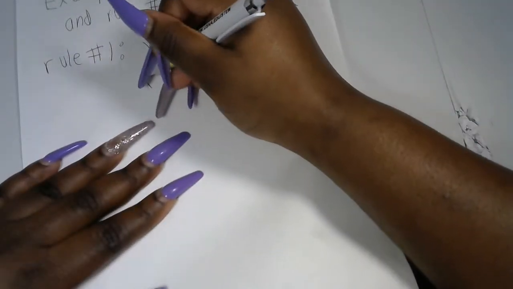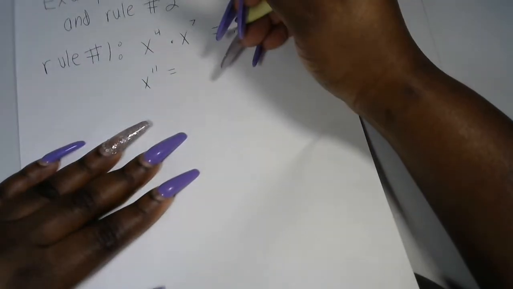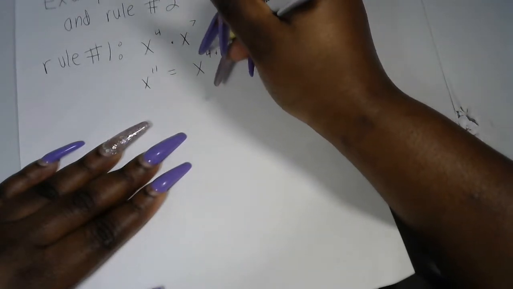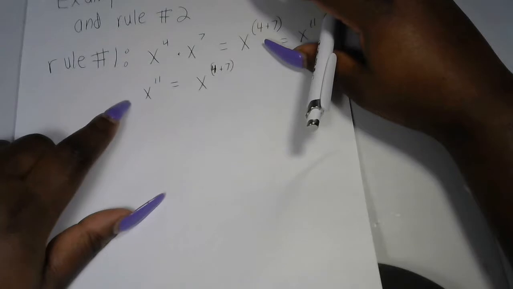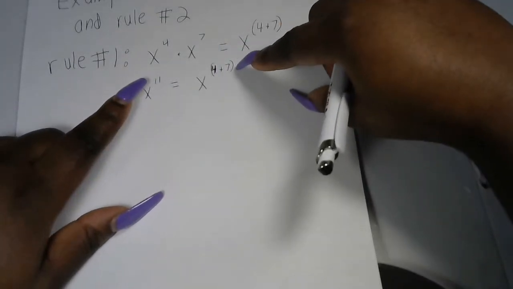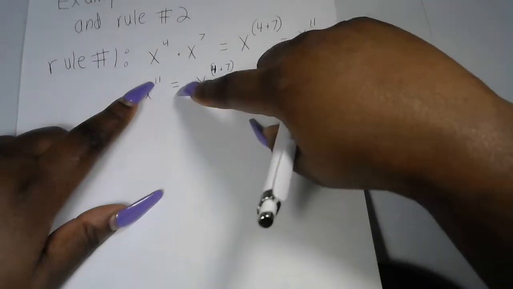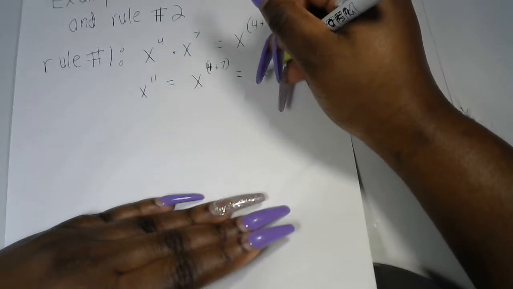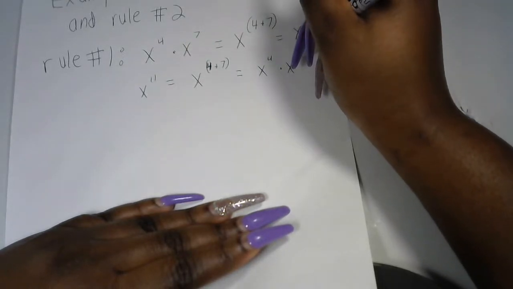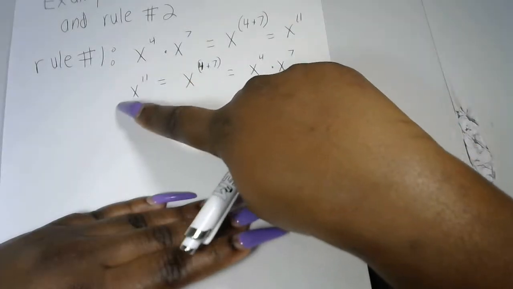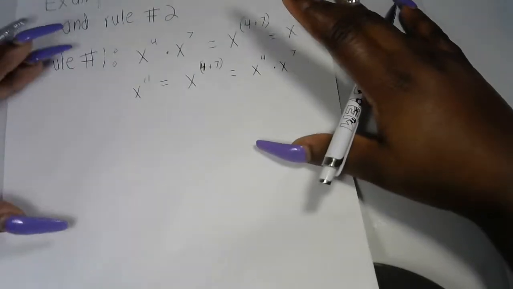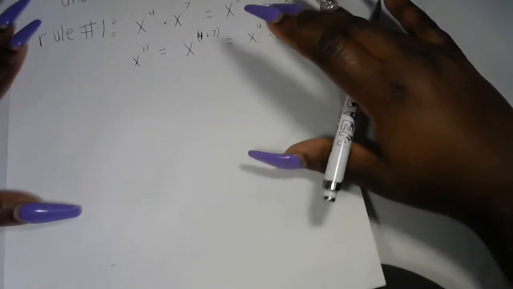Conversely, x to the 11th is also equal to x to the 4 plus 7, because, oops, my bad. Let me rewrite that 4. x to the 11th, because 4 plus 7 is equal to 11, so x to the 11th power is equal to x to the 4 plus 7 power, which is also equal to x to the 4th times x to the 7th. Remember, if it's an exponent like this, you can break it down into two numbers that it's equal to and also break it down this way.